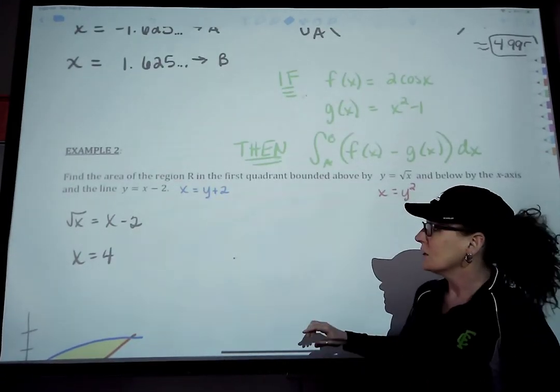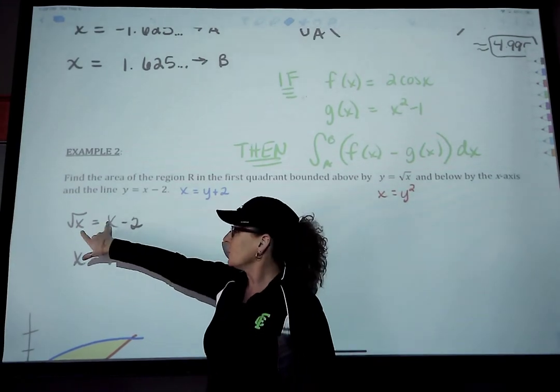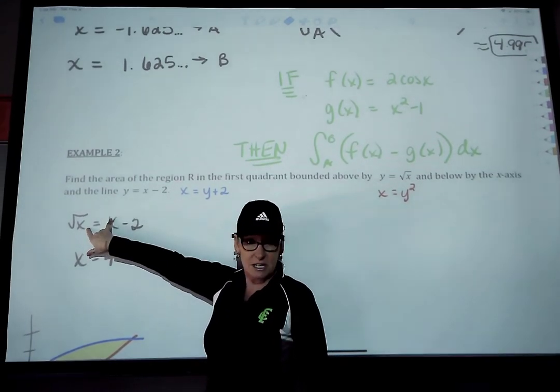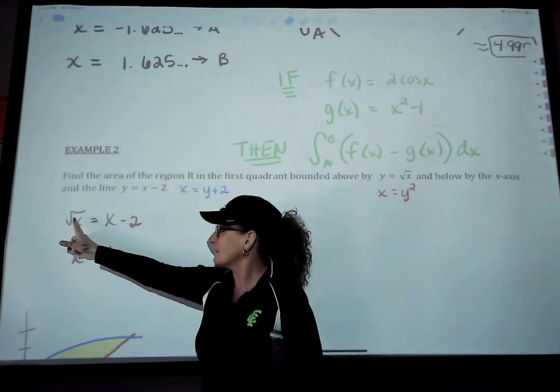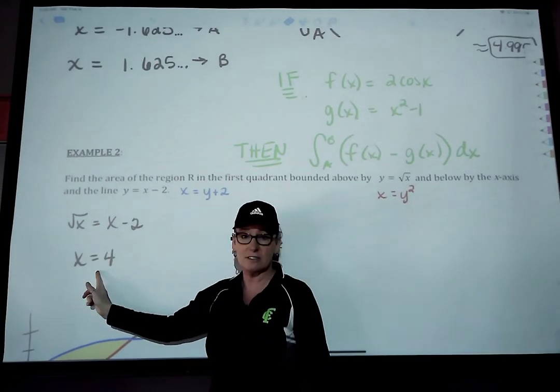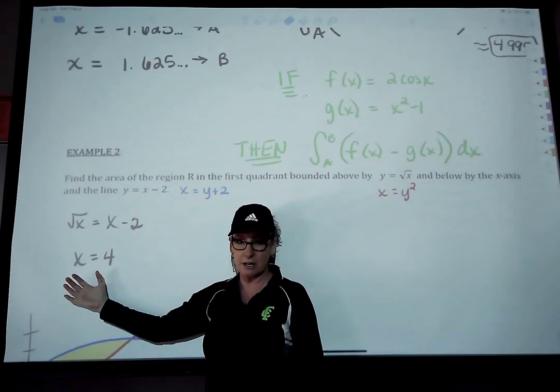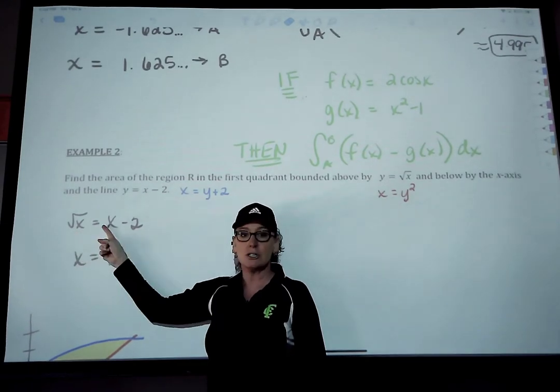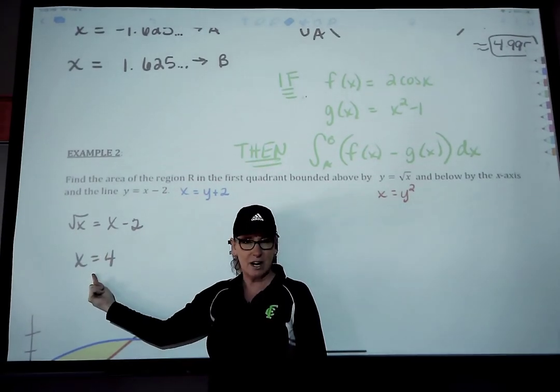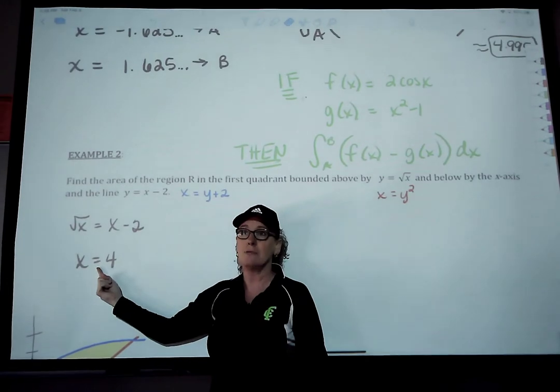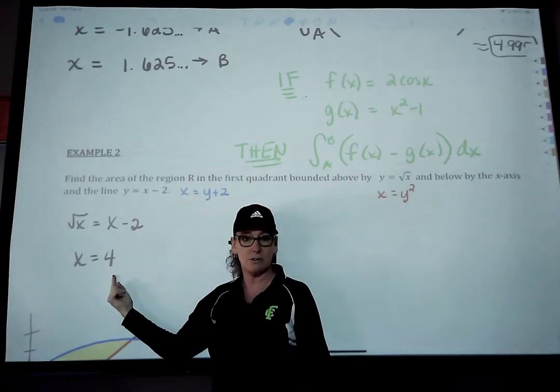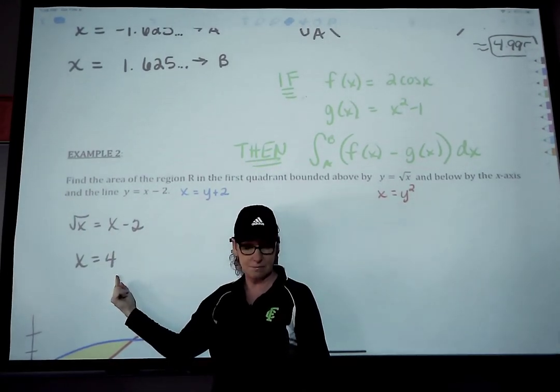On your graphing calculator, you probably did a calculate intersection, and you found that when I set this function equal to this function, I get x equals 4. Again, no need to show your work here. Just show what this represents, right? Like, where did this come from? It came from finding the intersection of those two functions.